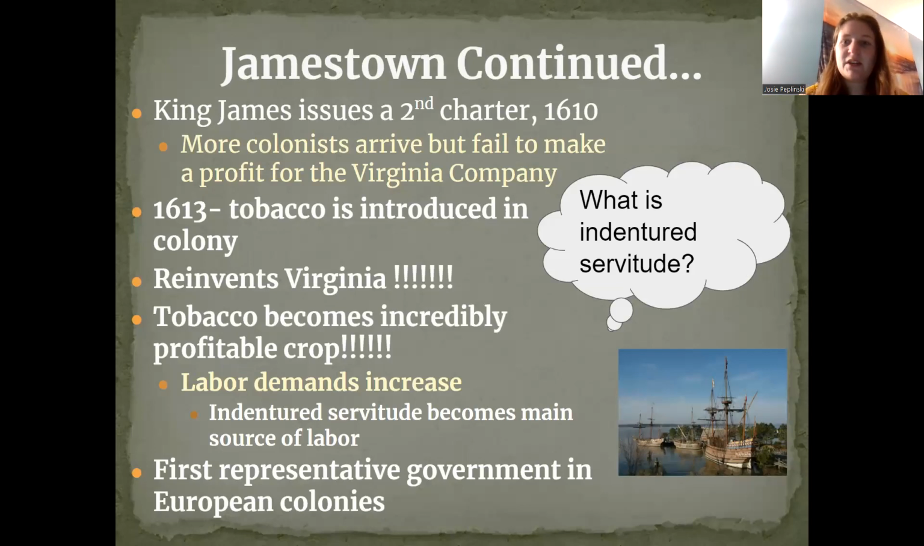So King James issued a second charter to send more colonists to the colony. And these more colonists do go to the colony, but they're continuing to fail to make a profit for the Virginia Company until 3 years later when tobacco is introduced into the economy. And this completely changes Virginia. Tobacco becomes an incredibly profitable crop. Labor demands increase, and this creates a need for indentured servitude.